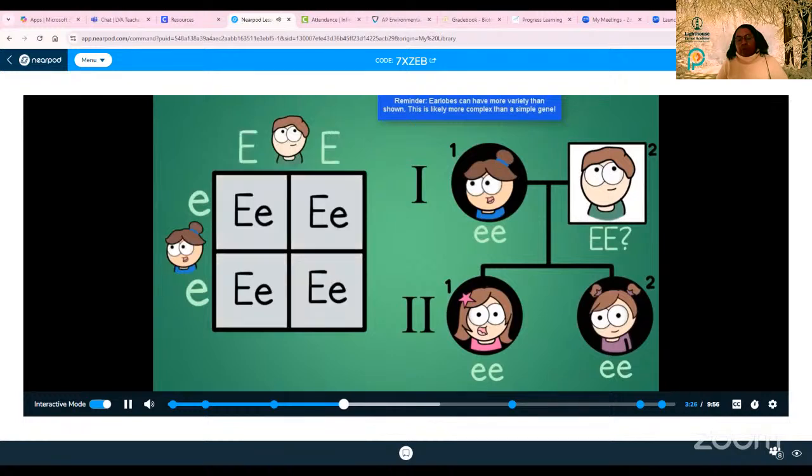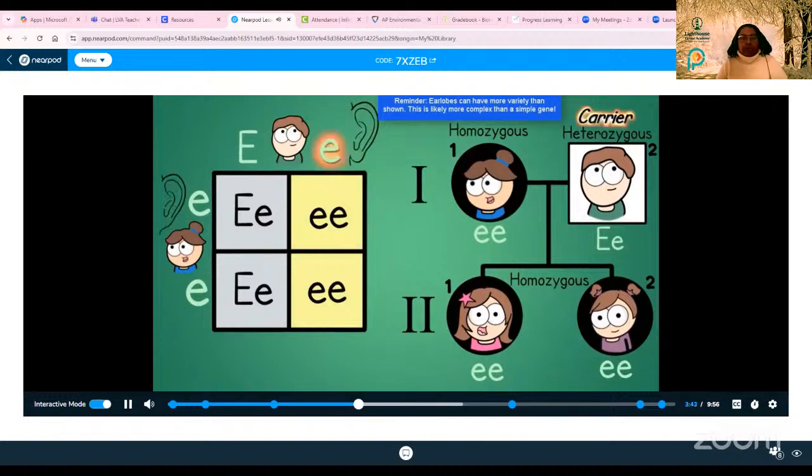So if I received a little e from my mom, then I had to get the other little e from my dad. Therefore, he can't be big E, or he'd have no little e to give. His genotype must be the heterozygote genotype, big E, little e. He's what we call a carrier, though. He still has a phenotype of free earlobes because of that one capital, but he carries the lowercase allele.